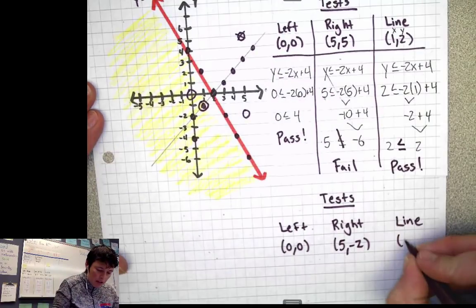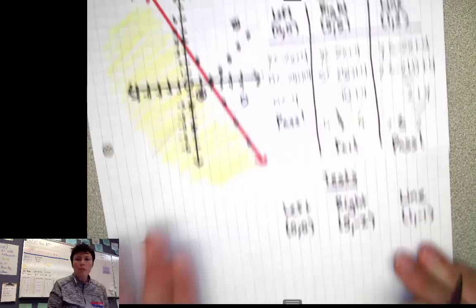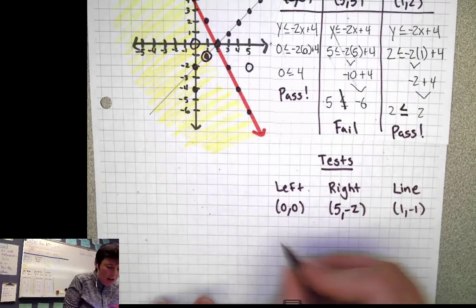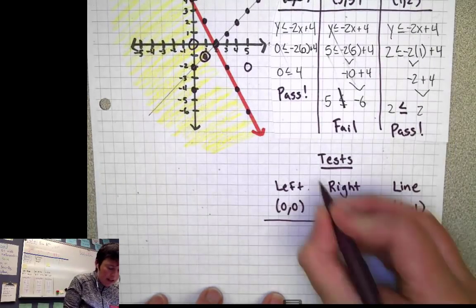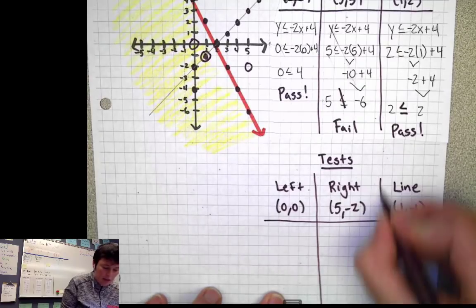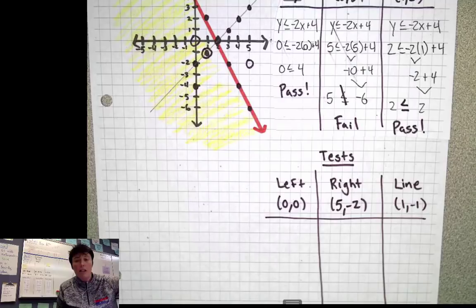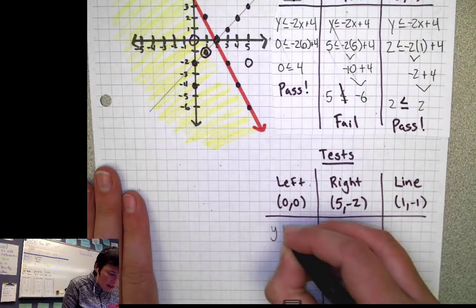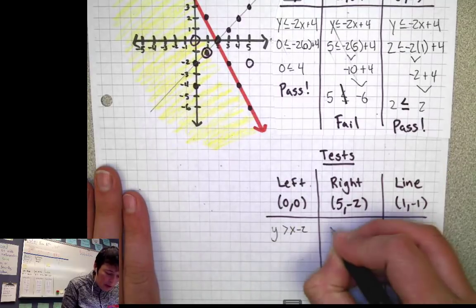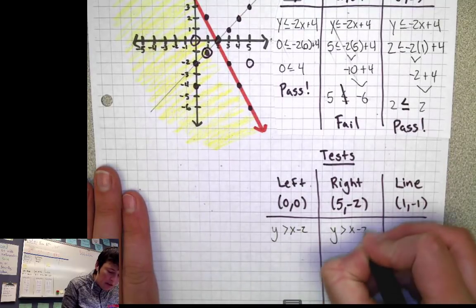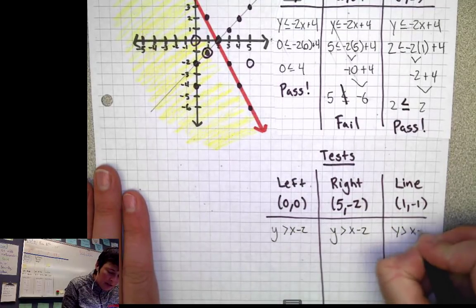So 1, -1. And what I'm going to do is set this up by organizing my work, creating this table, kind of like this, and then quickly going through just like we did earlier and testing these points. But now I'm testing it on y is greater than x minus 2.